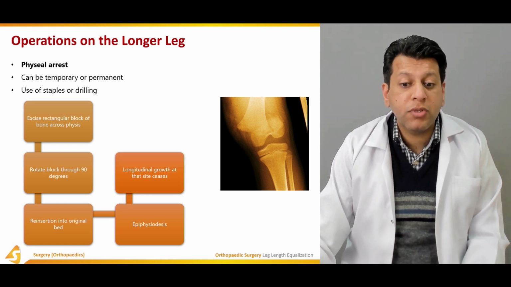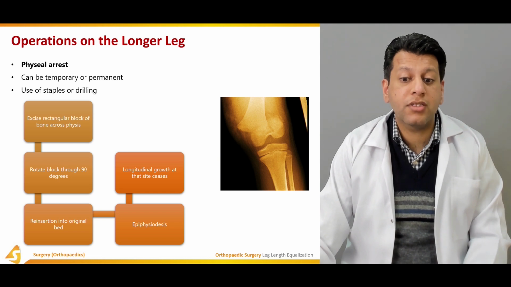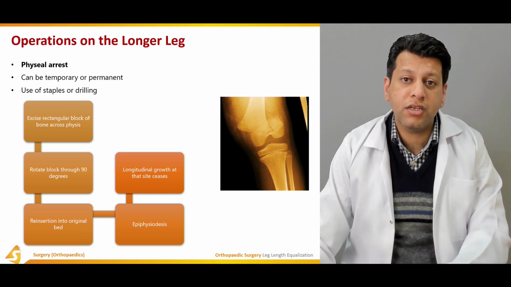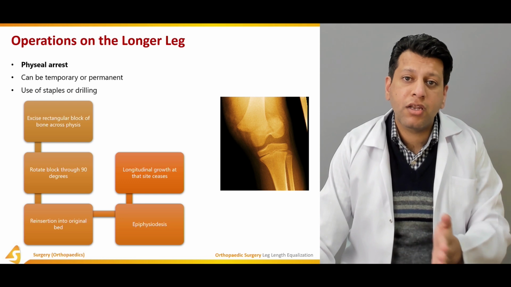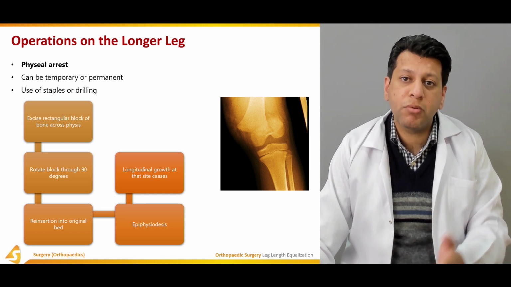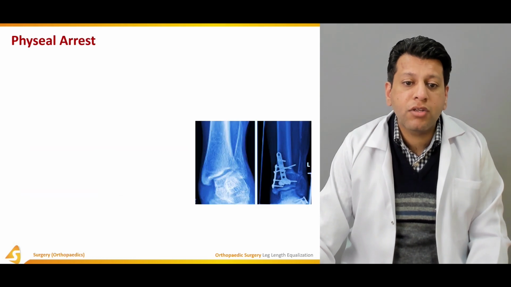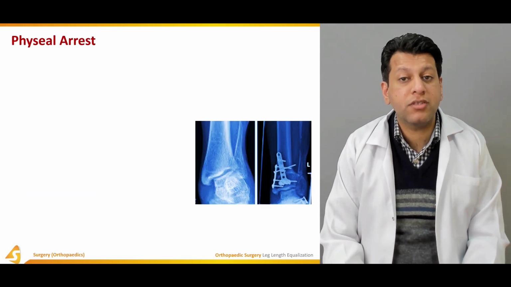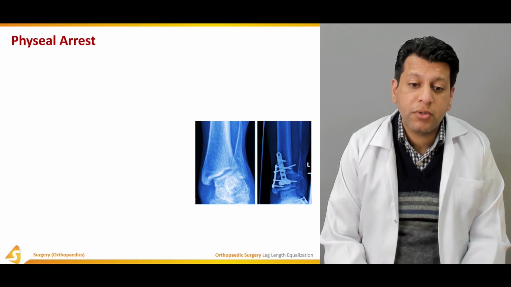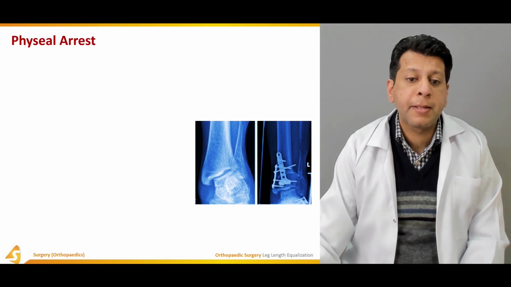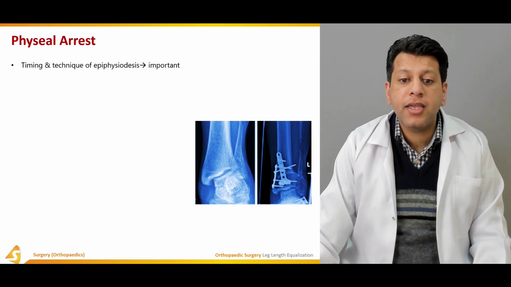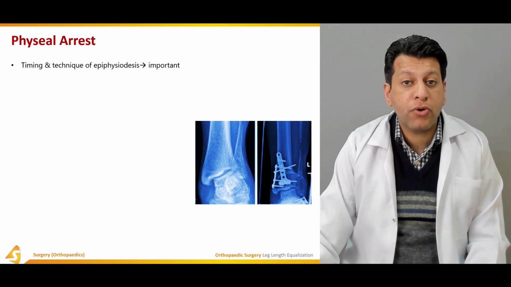Other options could involve the longitudinal growth, where that side has to be decreased so that the limb length discrepancy which would be present is reduced as much as possible. Other options include physeal arrest. For example, the timing and technique of epiphysiodesis is important.